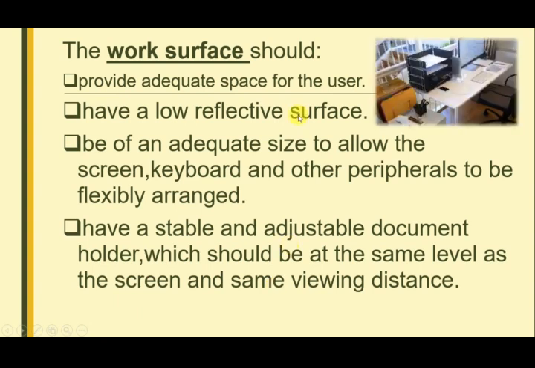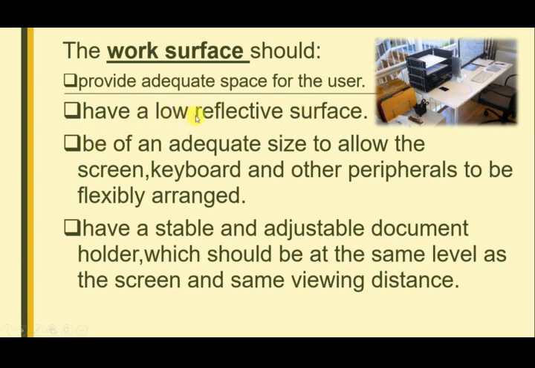Next we have how our work surface should be. This is our table, or you can say the workstation, and our computer where we are working. So how should our work surface be? The place where you are working should provide adequate space for the user. That is, the user should get ample space. It should not be too tight. It should not be too loose.